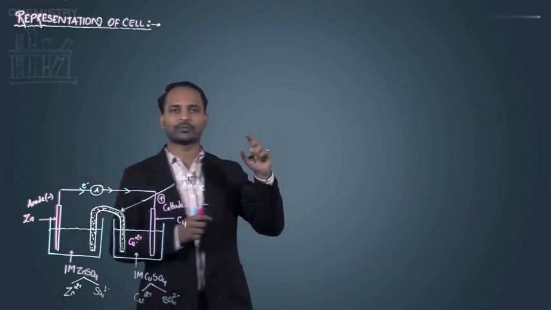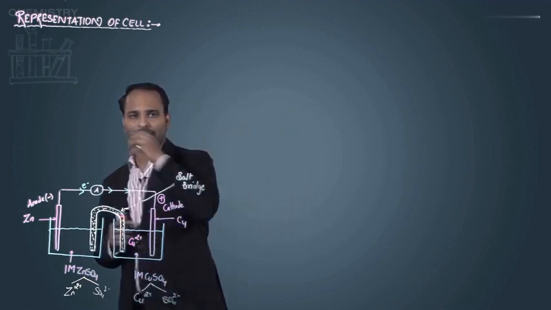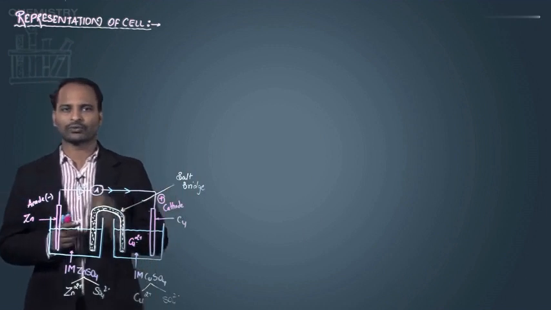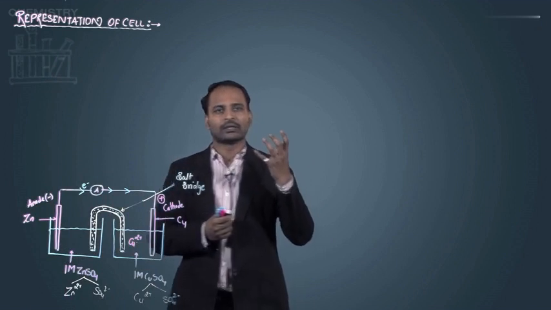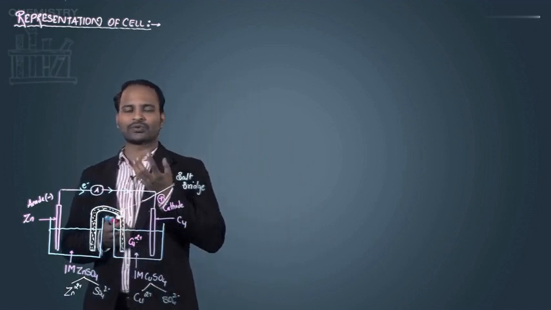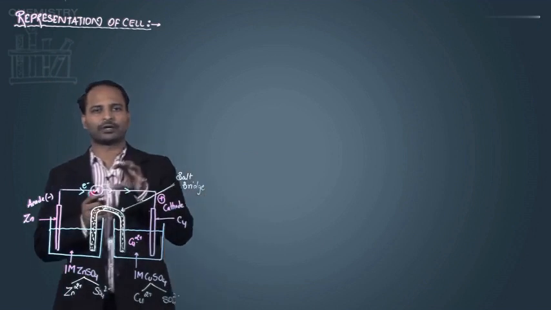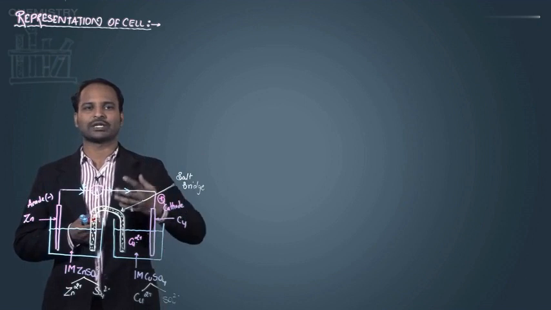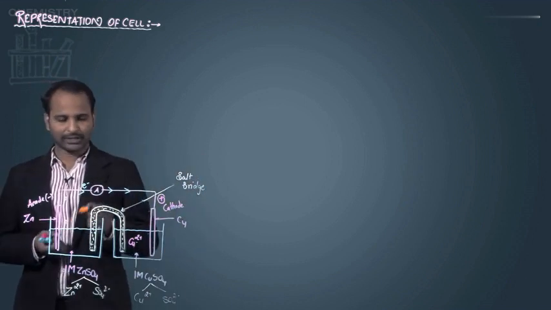We had written the cell representation for the Daniell cell also while talking about the Daniell cell. So now, how do we write the cell representation? There are certain rules which we follow for writing it. These rules are universally accepted, so that the elaboration of the cell representation should be easy. So now let's see the cell representation.